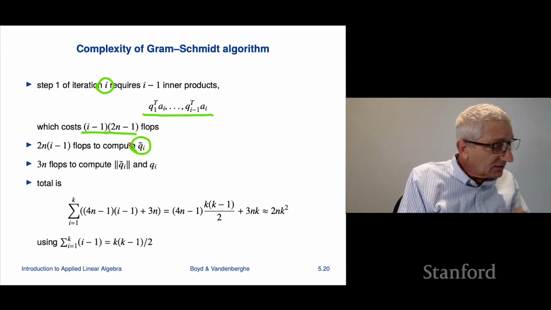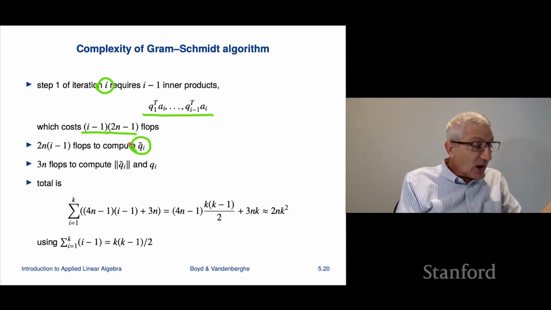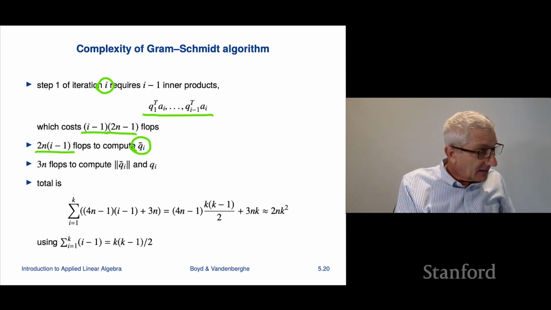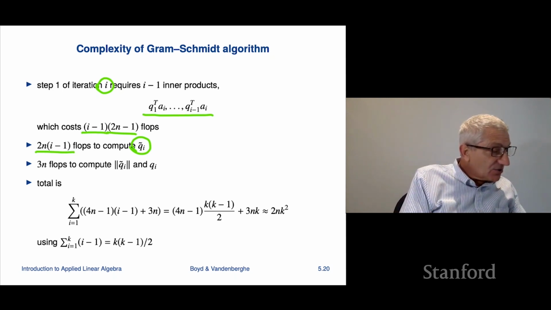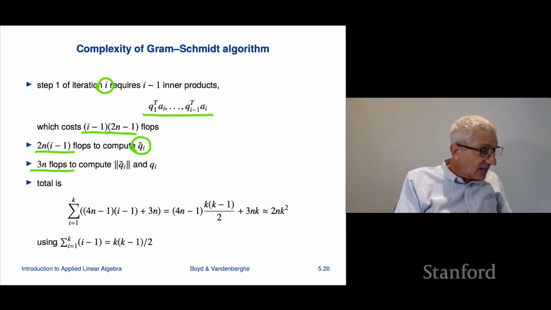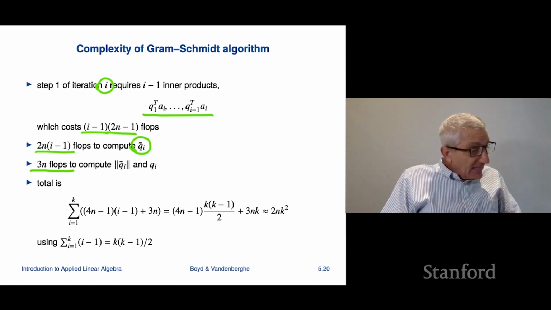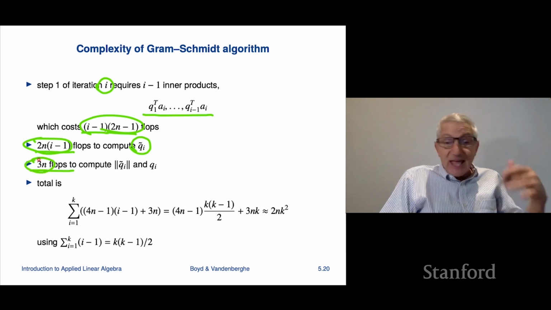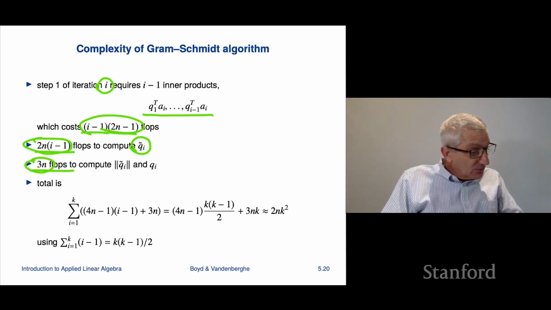To compute Q_i tilde, you have to subtract off various things, and that costs you 2n(i minus 1) flops. Then it costs you 3n flops to calculate the norm and then divide Q_i tilde by that norm to get Q_i. So that's 3n flops. And the total is now, we add this plus that, and we have to now sum that from i equals 1 to k, and you get something horrible that looks like that.